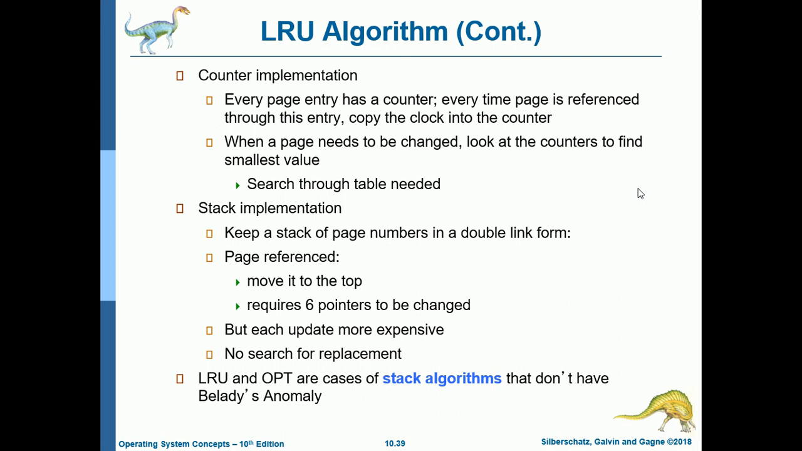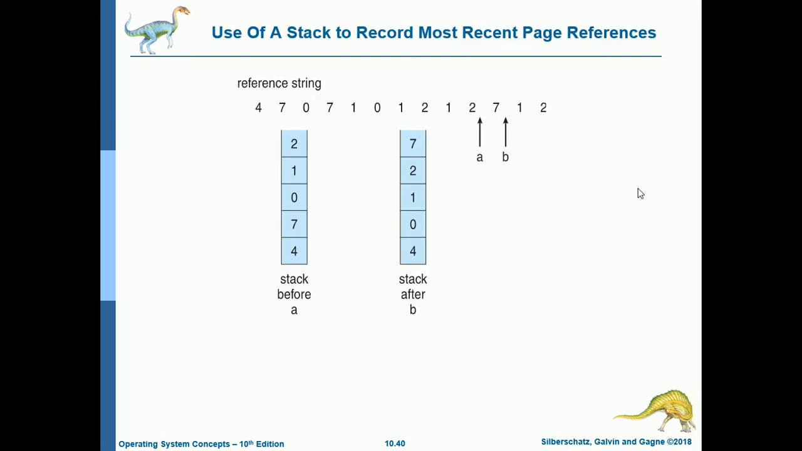So LRU and optimal are cases of stack algorithms that don't have Belady's anomaly. Only FIFO has this Belady's anomaly. So this shows how to use a stack to record the most recent page references.